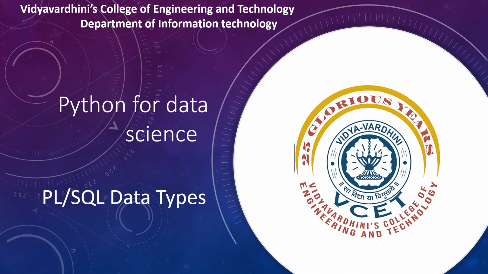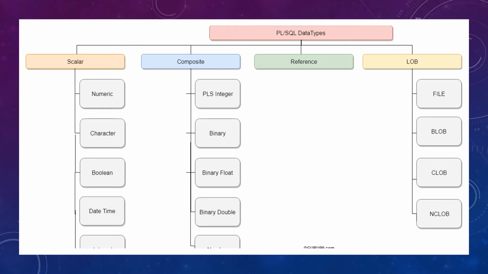In this lecture, let's see data types supported by PL/SQL. PL/SQL has basically four types of data types. Scalars, that is a normal number, character, boolean. Then composite, large objects, that is LOB, and references.